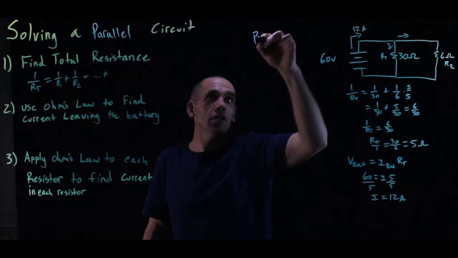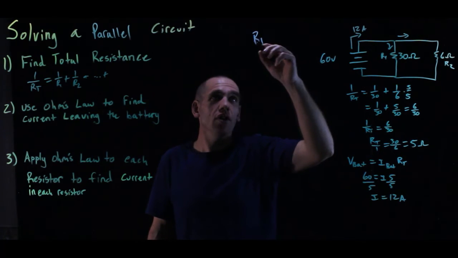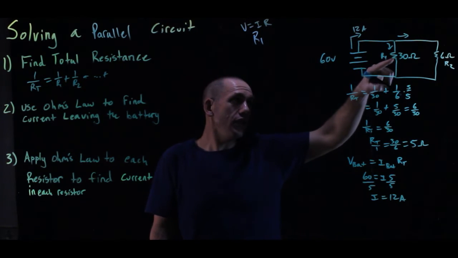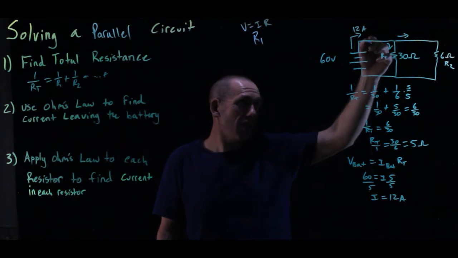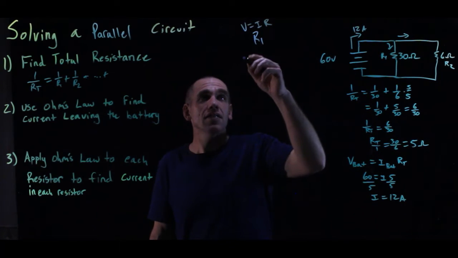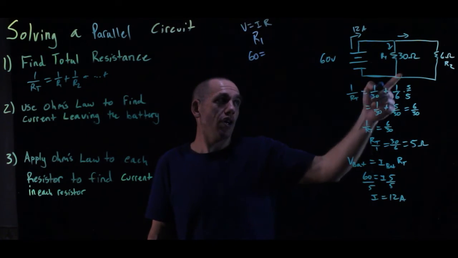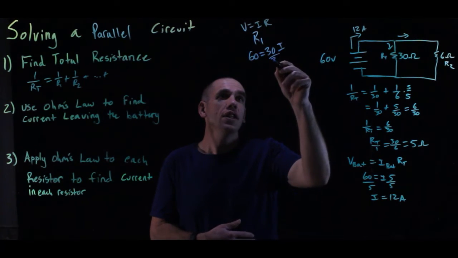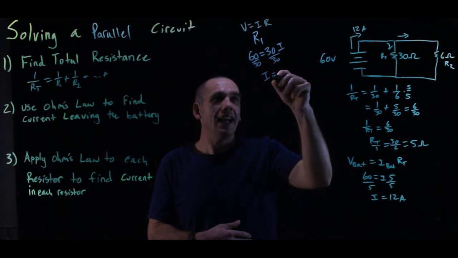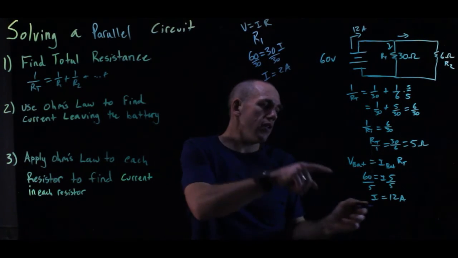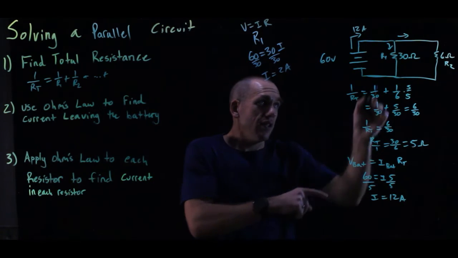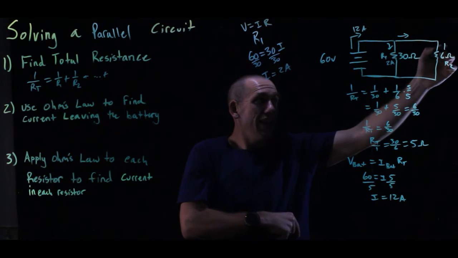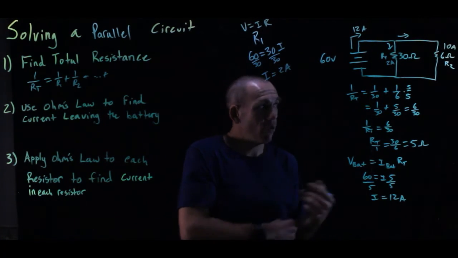Well, R1 has a resistance of 30 ohms, so V equals IR. I know the voltage. The voltage is 60 volts because it's connected up to the positive and negative of that battery. So 60 equals, well, R1 is 30, and I, we don't know. I'm going to go ahead and divide by 30, and I see that I is equal to 2 amps. Now that's different than the 12 amps leaving the battery because only 2 amps goes through here. That means, well, if 12 comes out, there must be 10 over here, but we're going to double check that by applying Ohm's law over there.